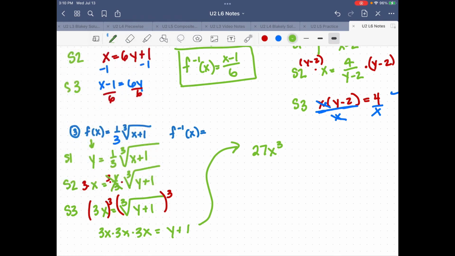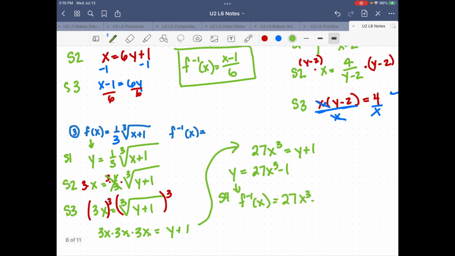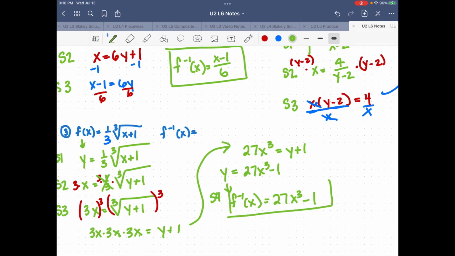To get y alone, I need to subtract 1. And then step 4 is I'm just going to replace y with f inverse of x equals 27x to the third minus 1. These will get easier when you practice, but it is going to take a little bit of practice. There are a couple of these for you to do in your homework assignment, and we will definitely be working a lot more with this when we come to class tomorrow.